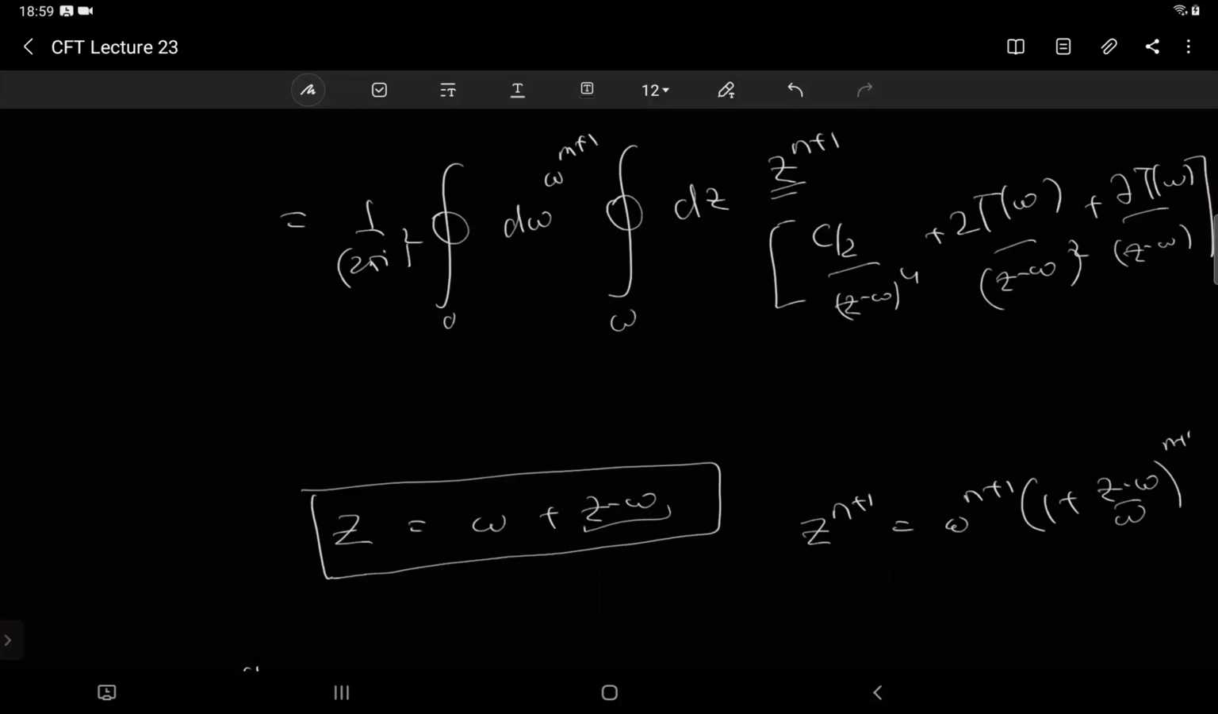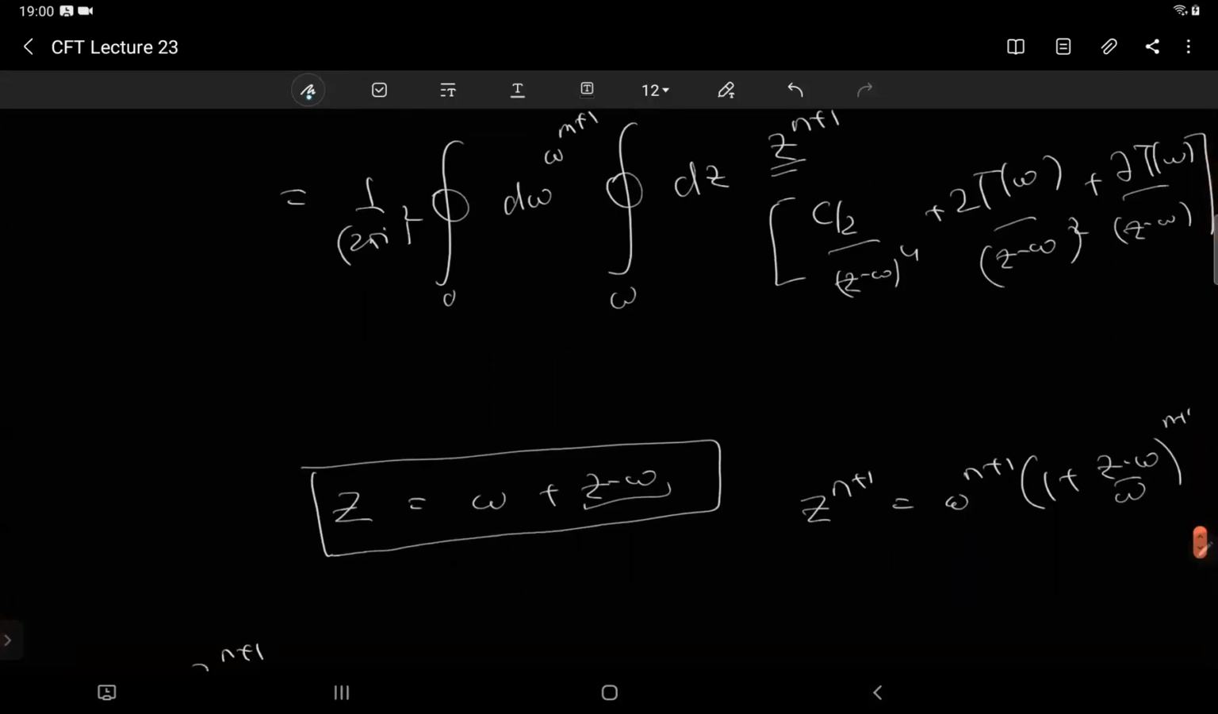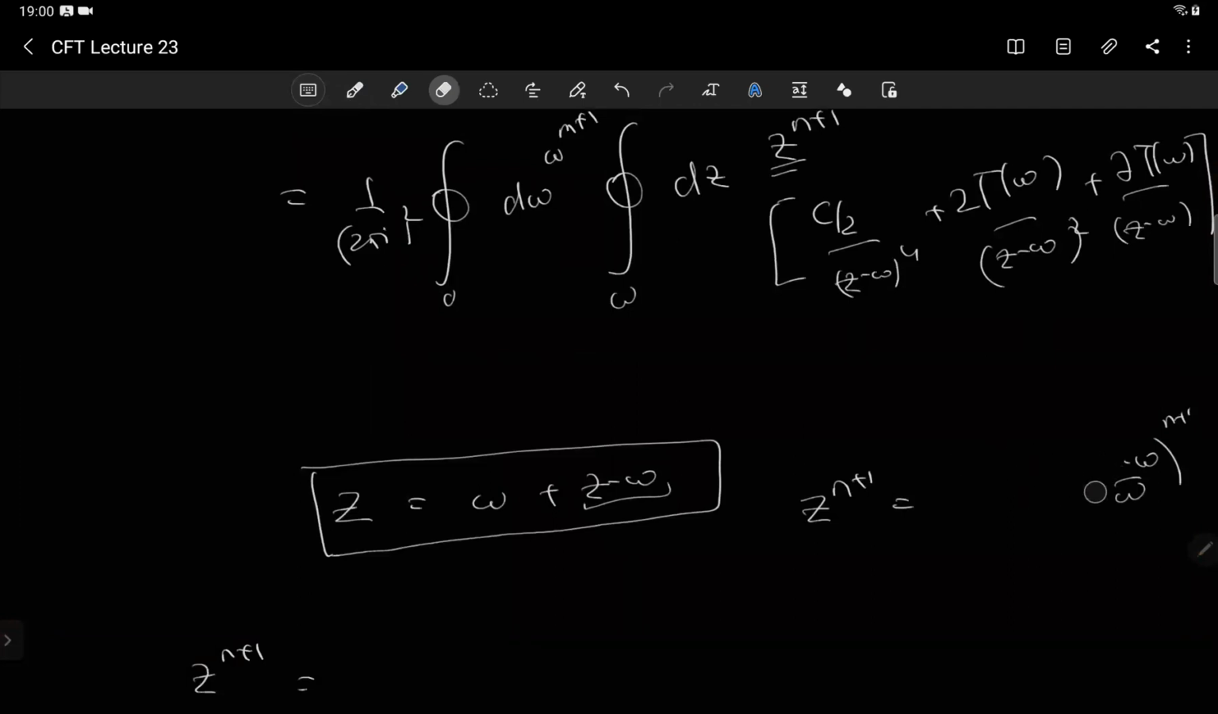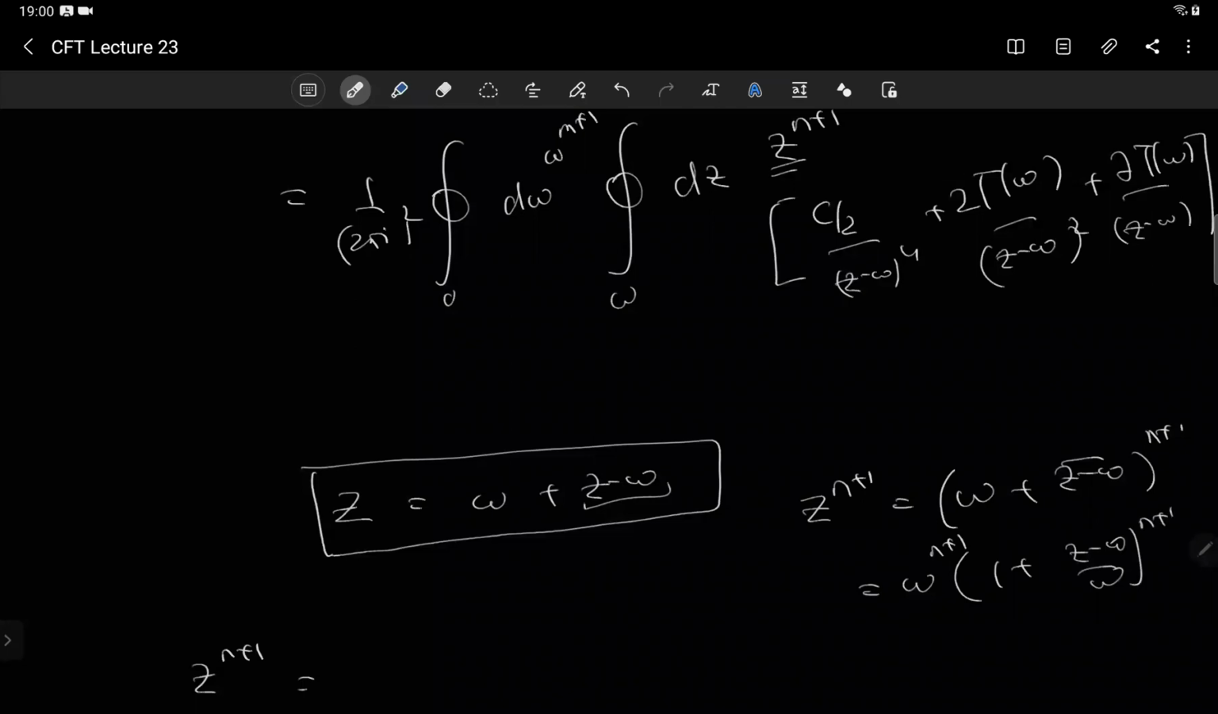After that, what have you written? 1 plus z minus omega by omega to the power. Yeah, z I have written as omega plus z minus omega, and then I have taken omega common. So I've written this as omega plus z minus omega to the power n plus 1, and this I've written as omega common to the n plus 1, 1 plus z minus omega by omega to the power n plus 1. Okay. Because z minus omega is small compared to omega, we can write it like this, and then we can do a Taylor expansion of this quantity.